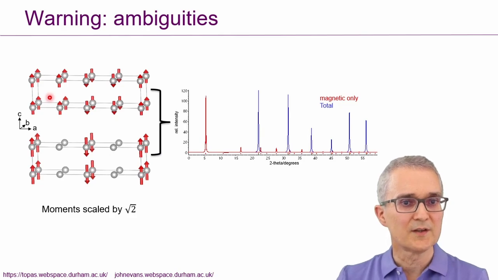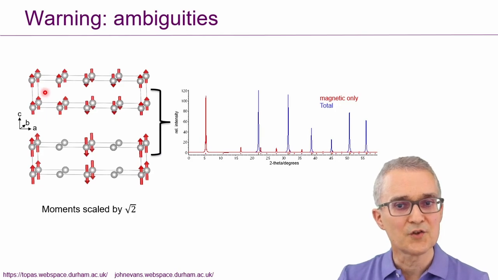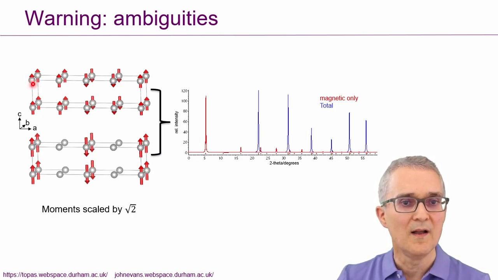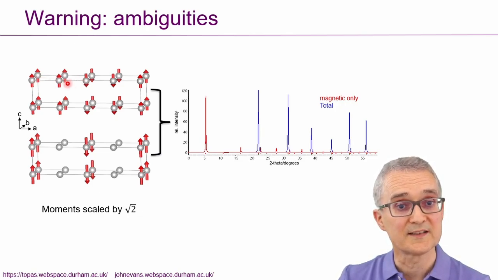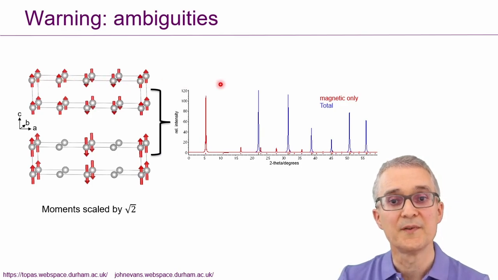In the structure on the top, I've taken a series of metal atoms. I used iron again, just as in the previous example. And in the top simulation, I've put the moments so that the moments are ferromagnetically coupled between the first two atoms and then antiferromagnetically coupled to the next atom. So the moments go up, up, down, down, up, up, down, down.